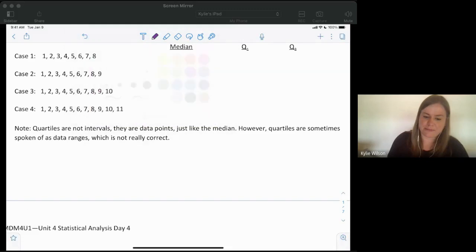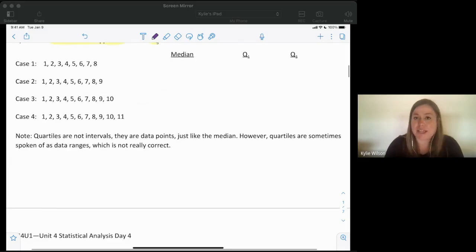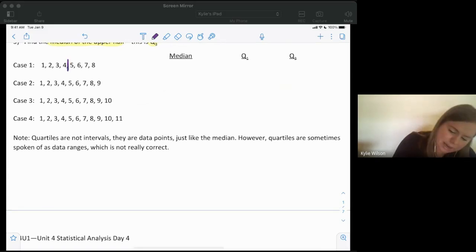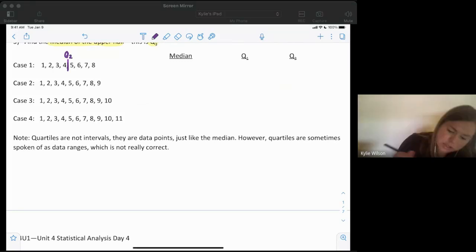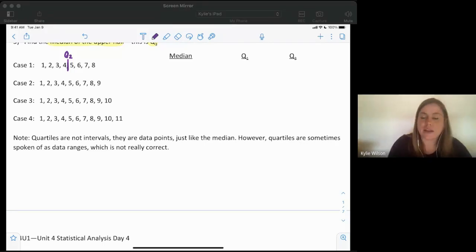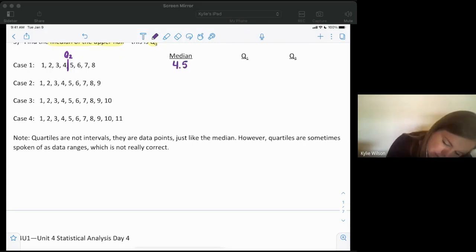So for case 1, we have an even number of data points. The first thing I'm going to do is find the median. I start by verifying that everything is ordered smallest to largest, which it is. And then I'm just going to find the middle. Now the middle is right between 4 and 5 here. That is our median, but because we're talking about quartiles, we denote this with Q2. Our median is the number right in between 4 and 5, so that would be 4.5.